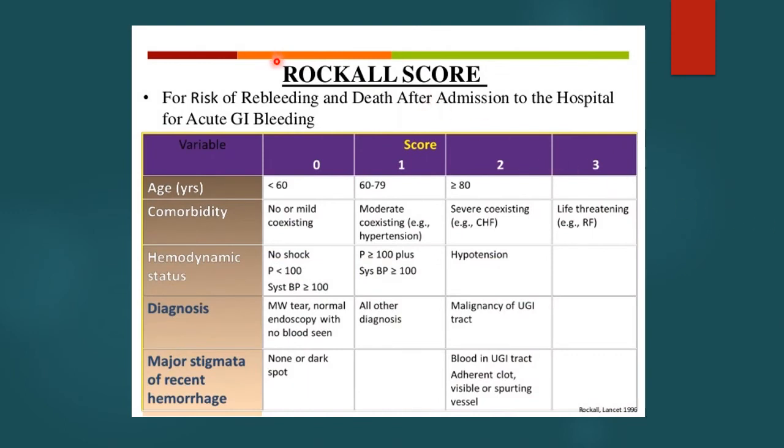The second one is the Rockall scoring system, which is similar, but in this case it also takes into consideration the age of the patient and also the comorbidity of the patient. So these are scoring systems that are currently being used in certain centers for a more objective assessment of the severity of bleeding.